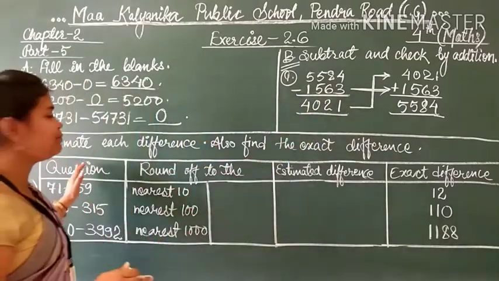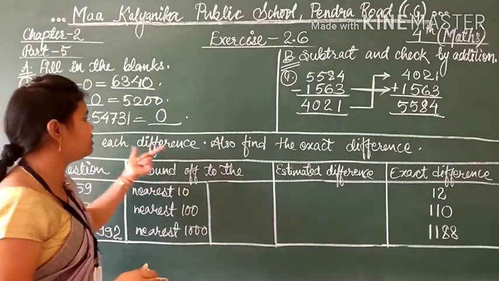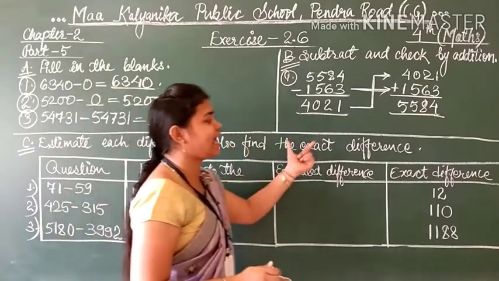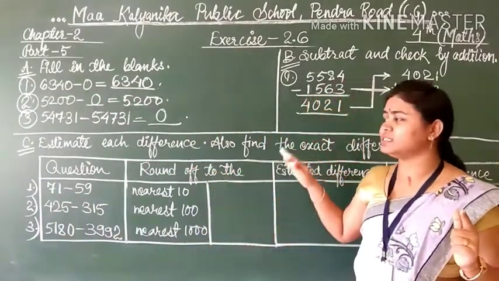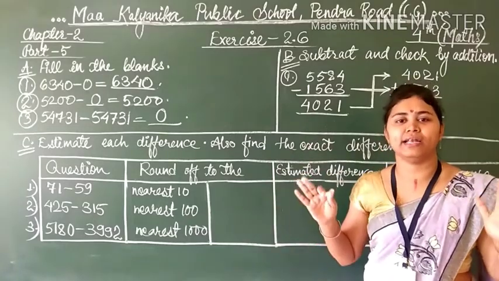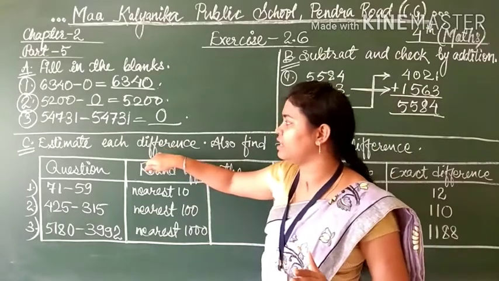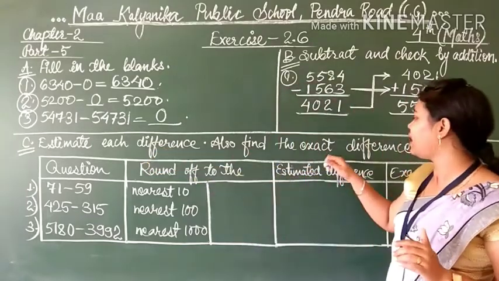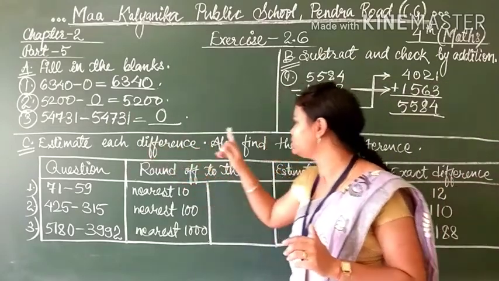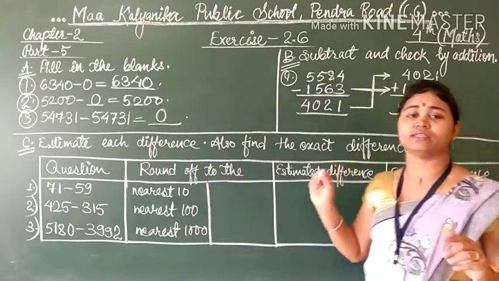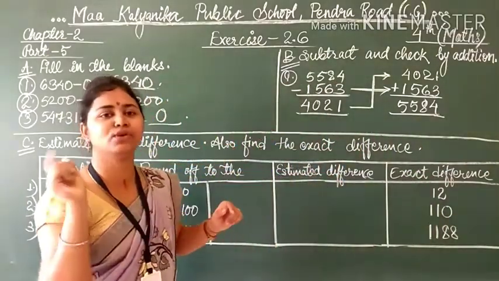So students, I am moving to question number C now. Estimate each difference, also find the exact difference. In the previous exercise we did this same question by addition. The term used there was sum: estimate each sum and find the exact sum. Now the question is estimate each difference and find the exact difference. This means if sum is there, you have to add, and if difference is there, you have to subtract.